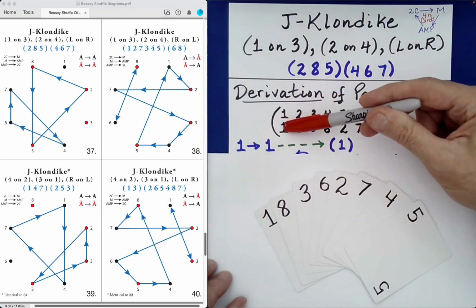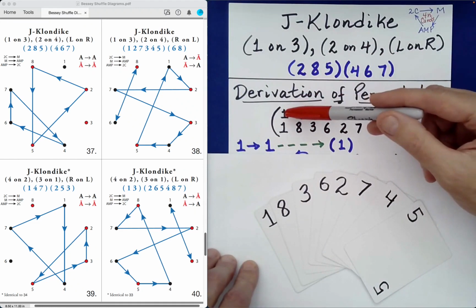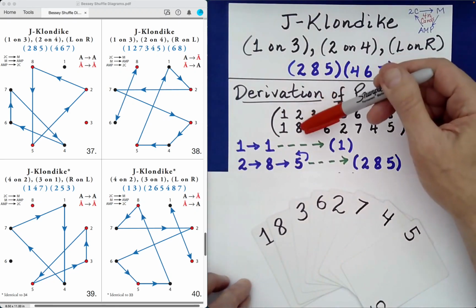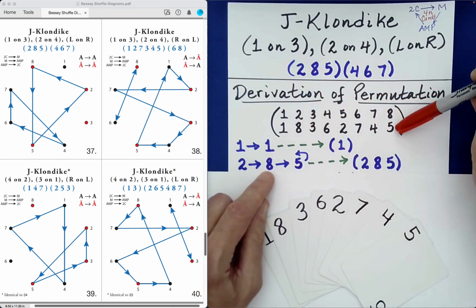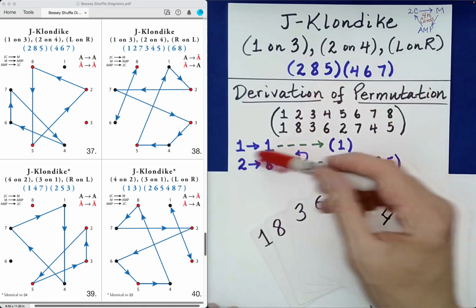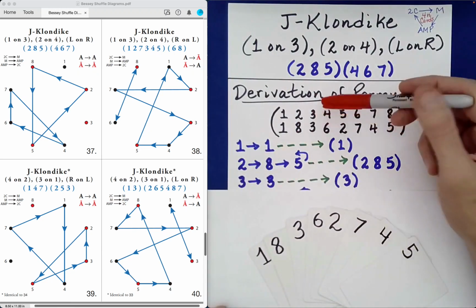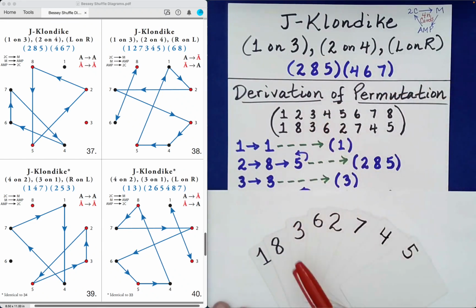1 goes to 1. So 1 is a fixed point. This means whatever begins in position 1 is returned to position 1. What about 2? Well, 2 goes to 8, so we have an arrow from 2 to 8. 8 goes to 5, so we have an arrow from 8 to 5. 5 returns back to 2, so this cycles around, completing that 3-cycle. What about 3? 3 is a second fixed point because 3 goes to 3. So what begins in position 3 will end up in that same position once this shuffle is completed.